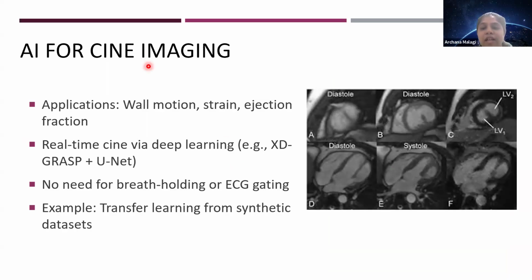Another important imaging is cine imaging. Cine imaging images different cardiac phases, contraction and relaxation. The application of AI is that it helps us calculate wall motion, strain, and also the ejection fraction. Ejection fraction is how much the heart is pumping blood, and strain is the amount of strain in the cardiac muscles. It's easily calculated through AI.